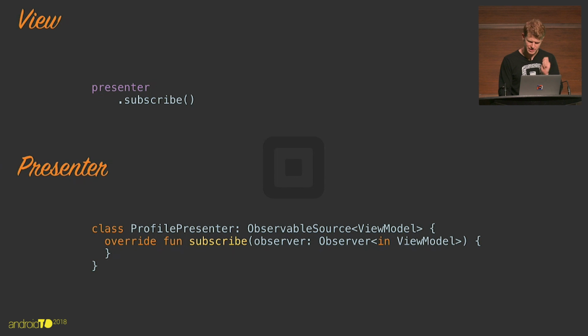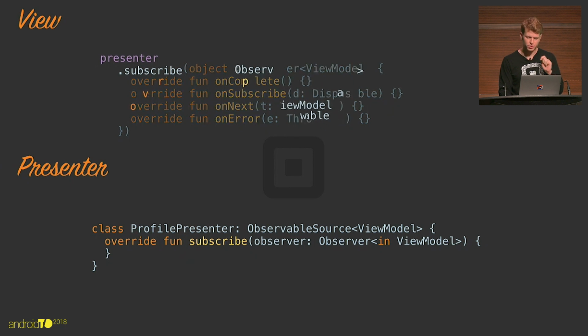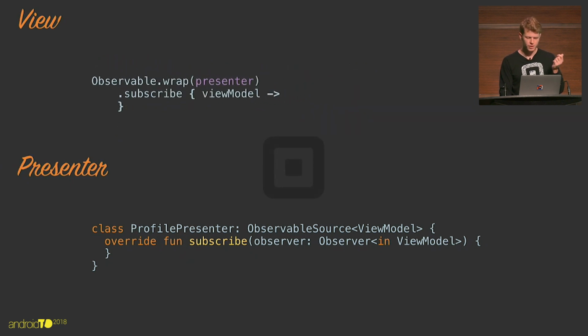And the problem is that the only subscribe method we got is one where we can only pass an observer to it, which means the call site will have to override everything. And in order to bypass that, you could wrap your presenter using the RxJava library, which makes it an observable, and then you subscribe to it.